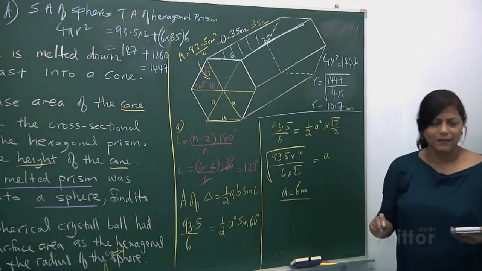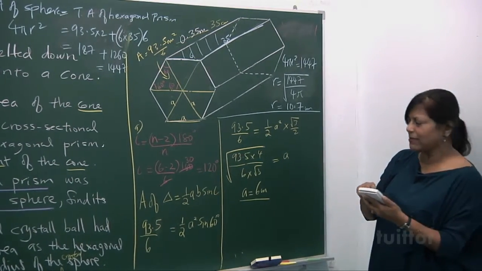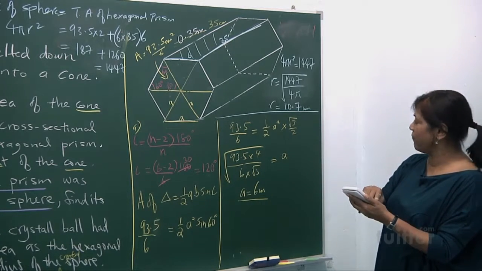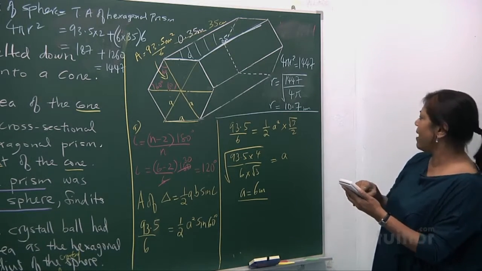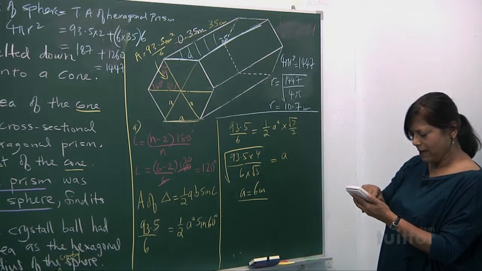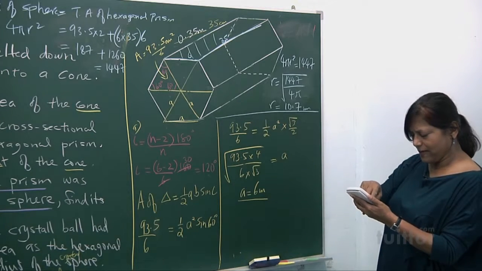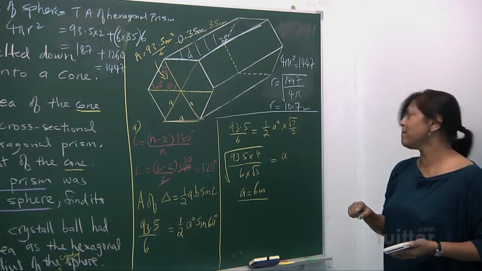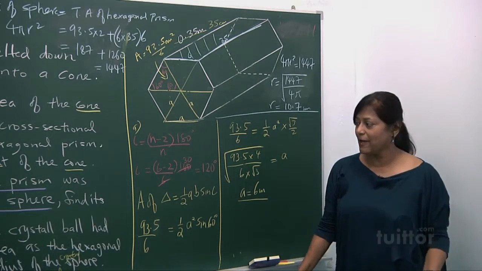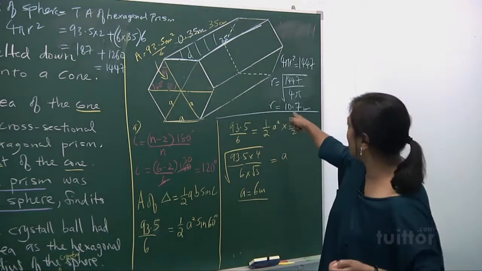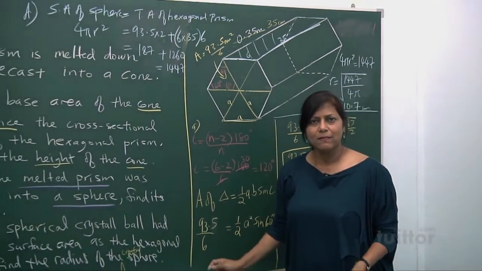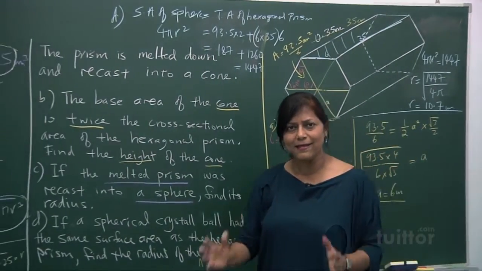That's what we get. Now one more time, let me check that answer again. All right, I get 1447 divided by 4 pi. Get the answer, find the square root of it, and we've got 10.73, which is 10.7 to 3 significant figures. Now that's the radius of the crystal sphere. Now it is pretty interesting and easy.